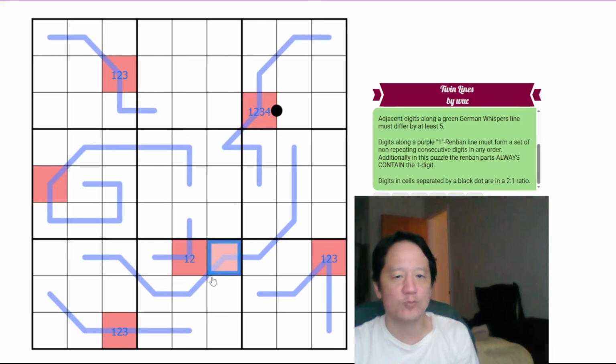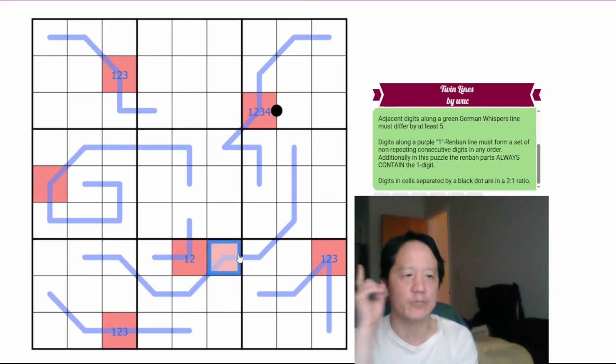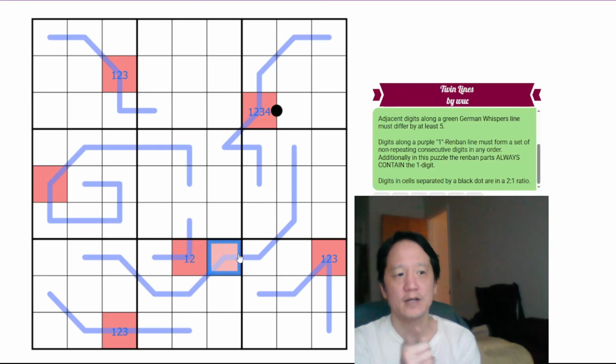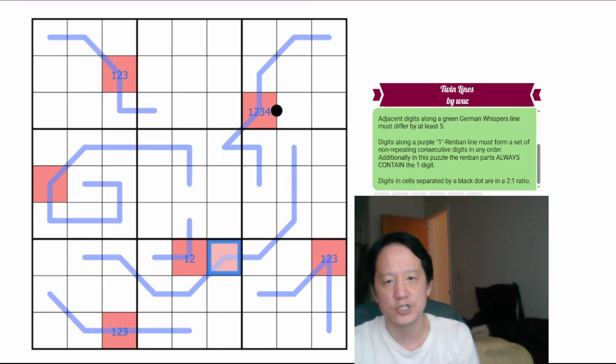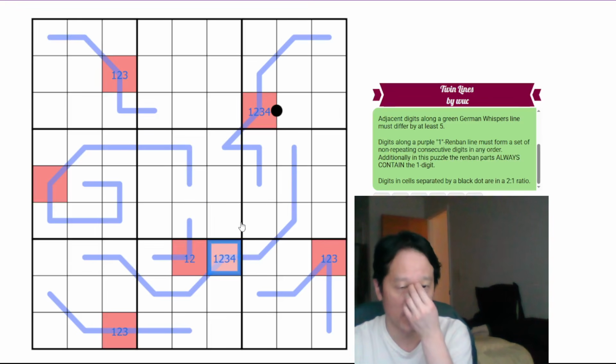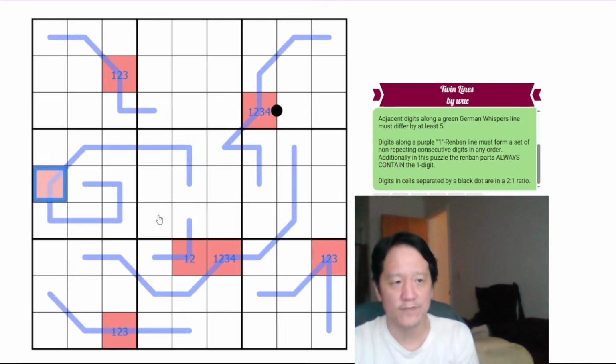This has to be 1 through 5, but 5 can never be on a whisper 5 line. Because if you subtract 5 or more from 5, you get 0 or less. If you add 5 or more to 5, you get 10 or more, neither of which are normal Sudoku digits. So this must be 1 through 4 here. This can't be 5 either, so it's 1, 2, 3, 4, or 6.